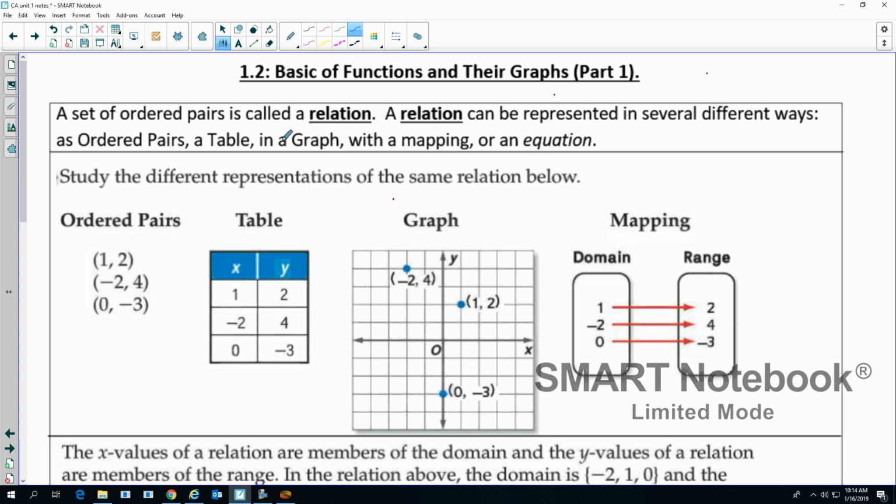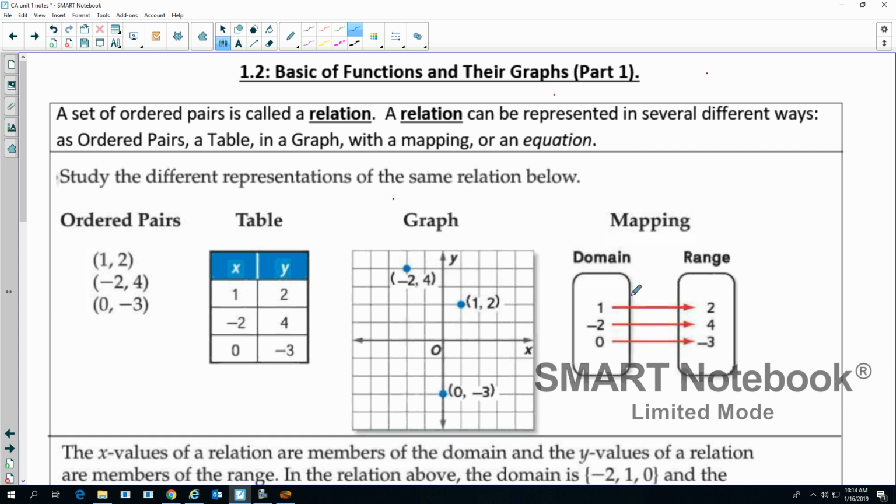So you can have any set of ordered pairs, and you can even use letters and stuff like that to create a relationship. A relation can be represented in several different ways. Here's ordered pair, table, that's pretty popular. We like to graph it sometimes.